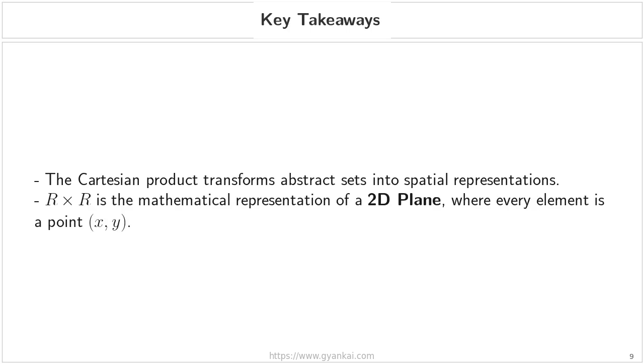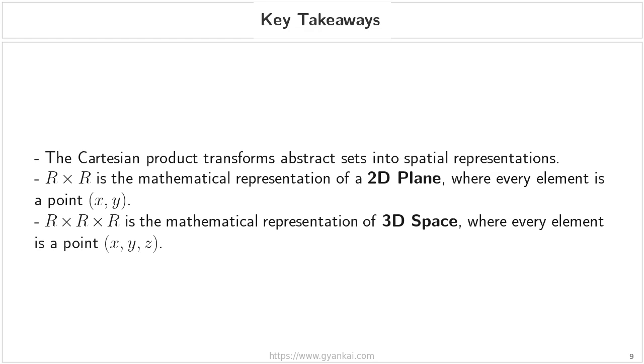As we saw when discussing the 2-dimensional plane, the product of the set of all real numbers with itself, written as R cross R, is the mathematical way to represent a 2-dimensional plane. In this space, every single element within that set is a specific point, identified by the ordered pair, x, y. We can extend this same logic to the 3-dimensional space we just explored with the drone example. When we take the product of the real numbers 3 times, which we denote as R cross R cross R, we are mathematically representing 3-dimensional space, where every element is a point defined by the ordered triplet x, y, z.